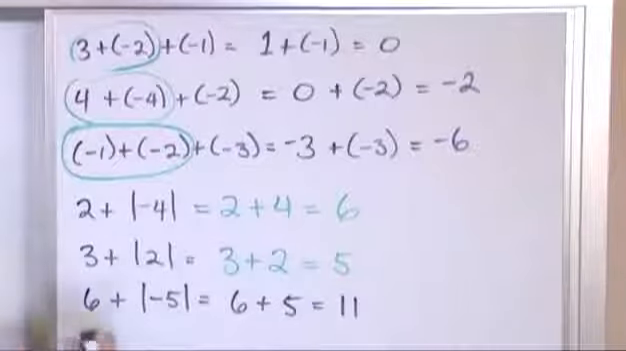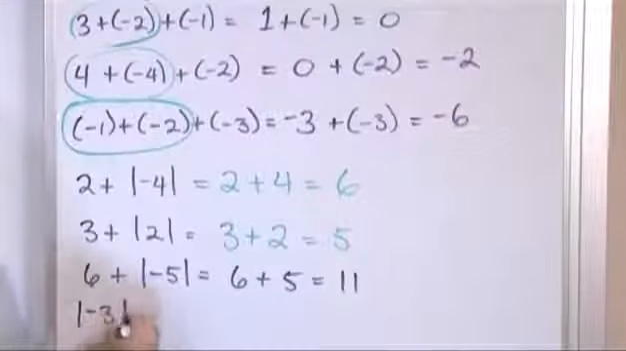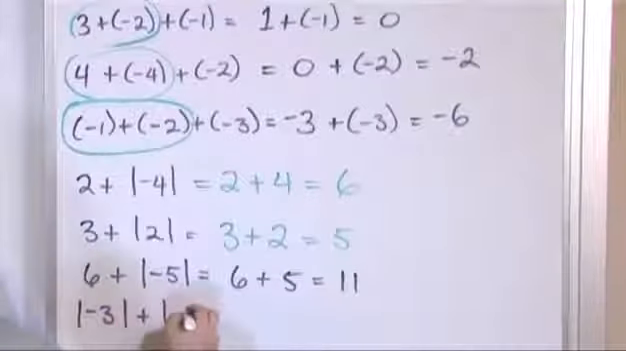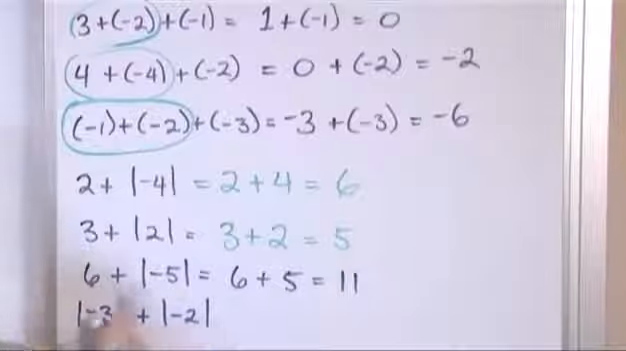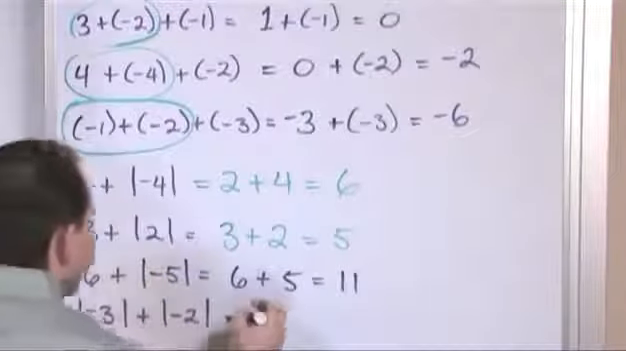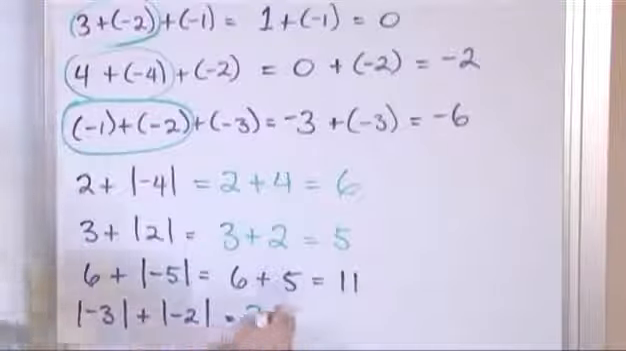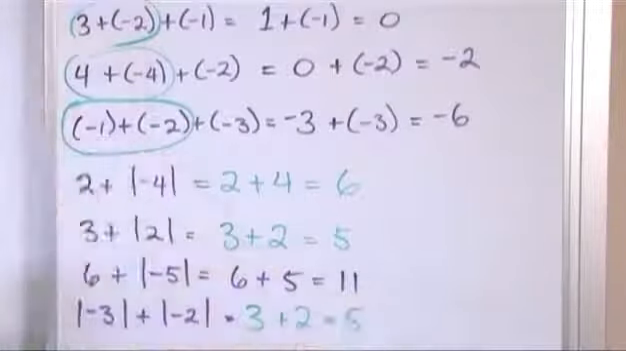I lied to you. Let's do one more with the absolute value. Negative 3 plus negative 2. So absolute value of negative 3 plus absolute value of negative 2. Absolute value of negative 3 is positive 3. Absolute value of negative 2 is just regular old 2. And so you add these two things together and you get a positive 5.